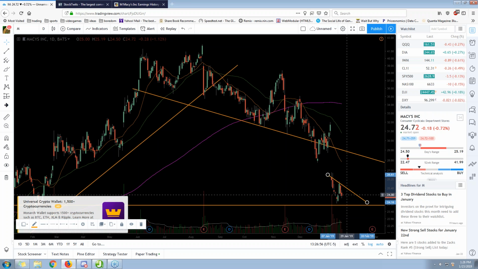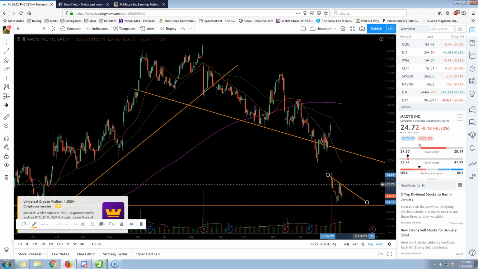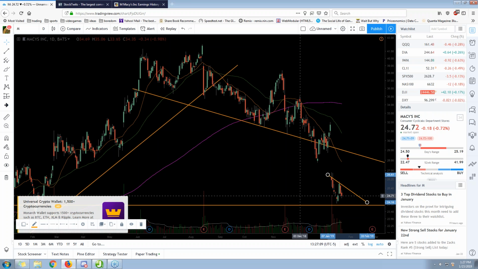I think I'd want to see it sort of come back and retest 24, and then maybe break this trend line at a lower level to give me better risk reward. I wouldn't trade this yet. I think it needs more work.